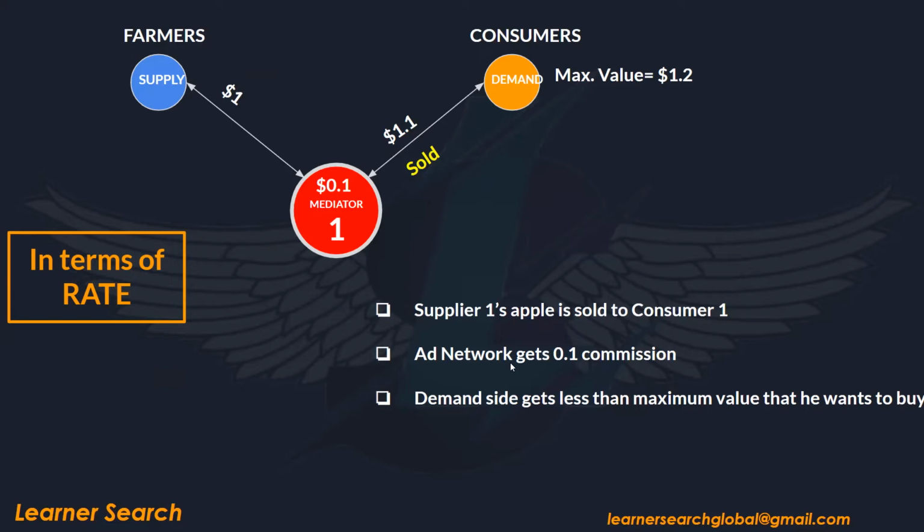So in this process, the ad network gets 0.1 commission. So the demand side gets less than the maximum value that he wants to buy. Whatever they fixed for how much they want to purchase, they're getting less than what they're actually willing to pay. So definitely the product gets sold.